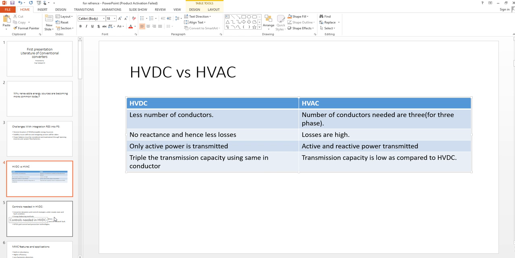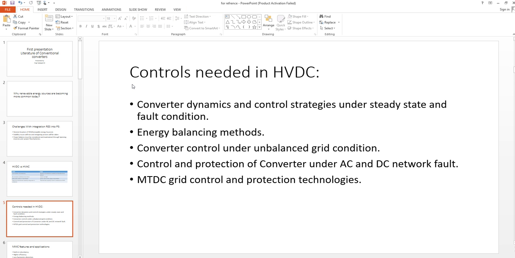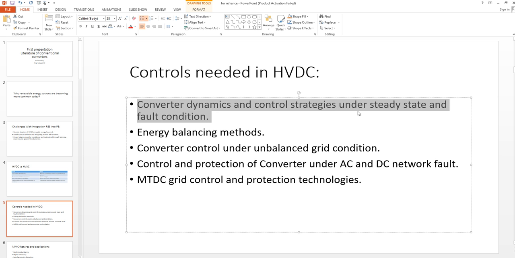Okay, so if we are using the HVDC system, then we need to control different parameters of the system. The first one is the converter that we'll be using in the HVDC system, its dynamics, its steady state and fault condition. We have to control basically the steady state operation and fault condition. What if the fault occurs?